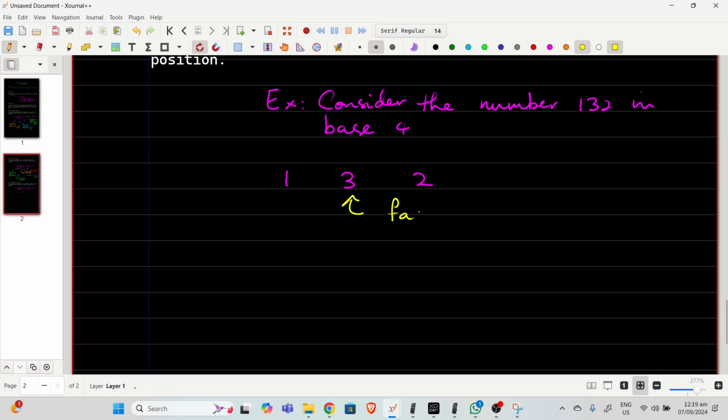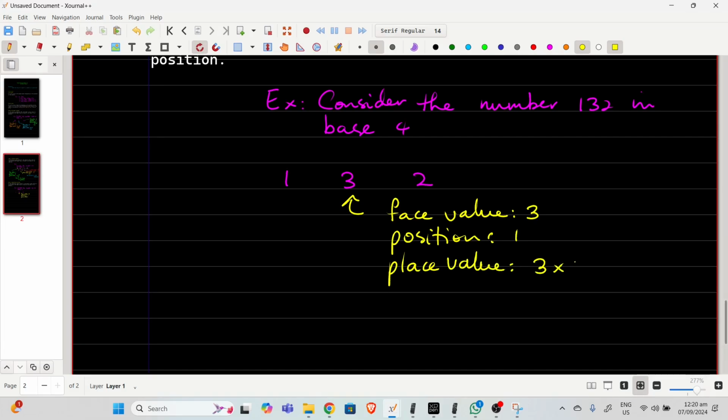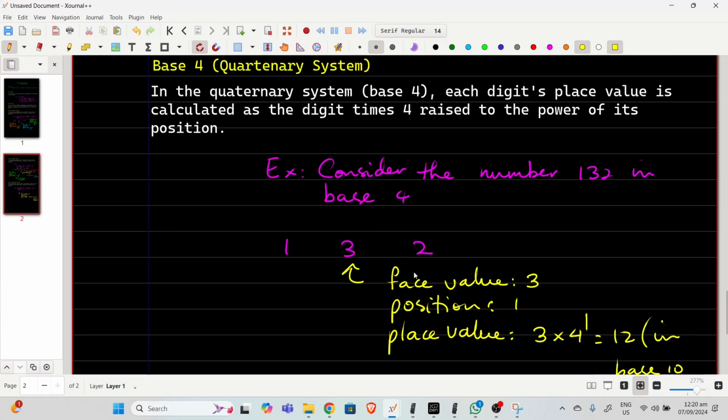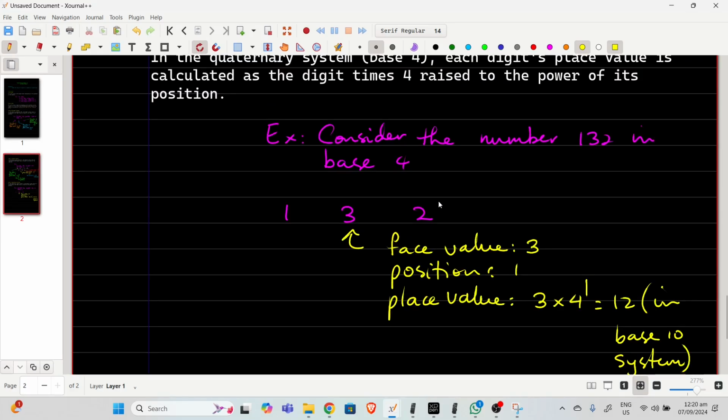So face value is 3. The position is 1. The place value is going to be 3 times 4 to the power of 1, which works out to be 12. And that's 12 in base 10 system. All right. I'm not going to bother to do the others and add them up so you can get the equivalent base 10 value for 132 in the base 4 system.